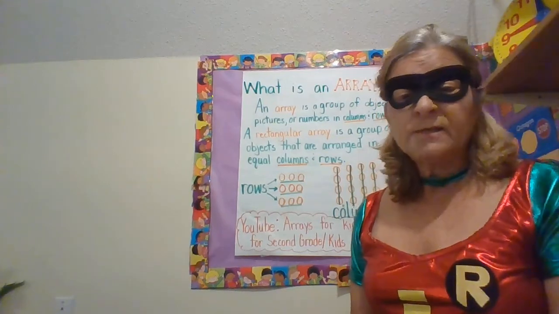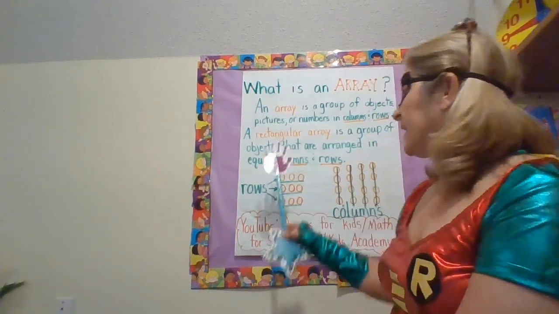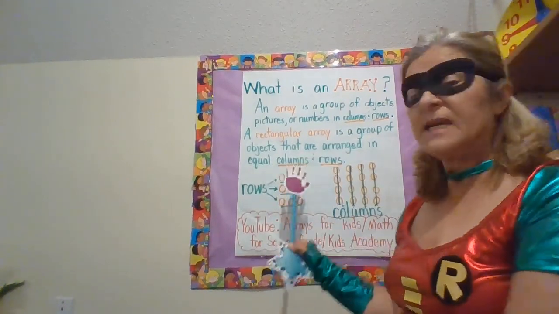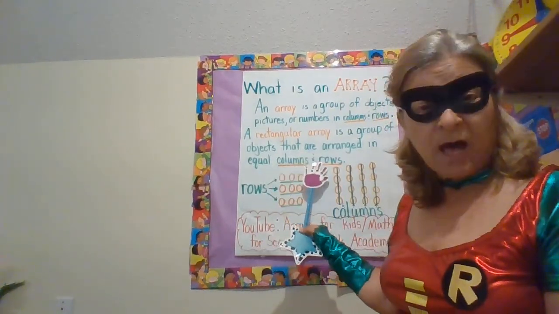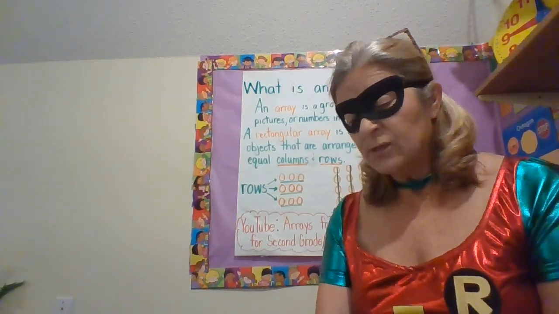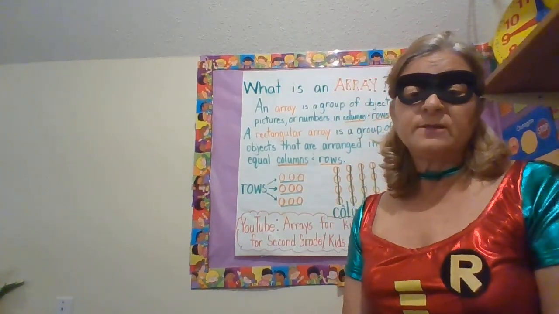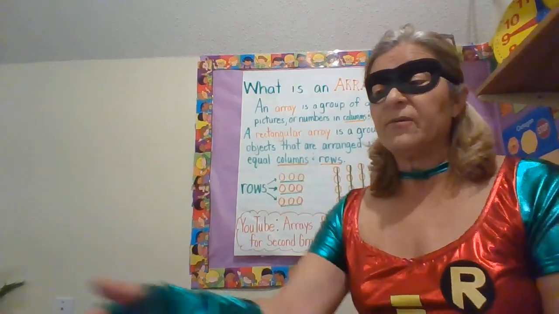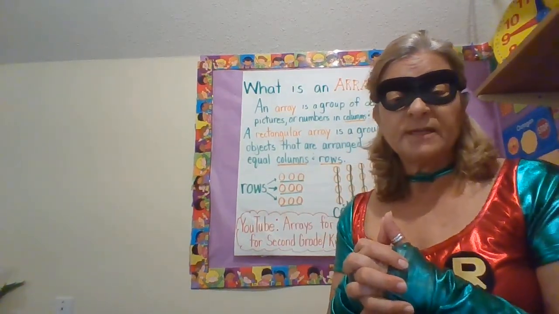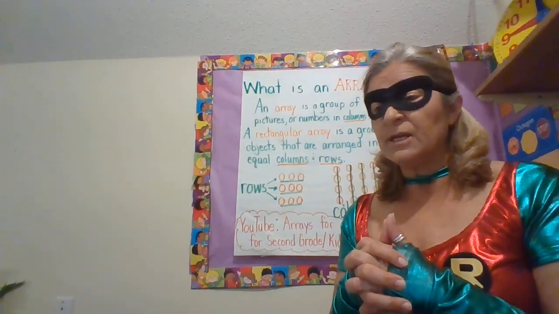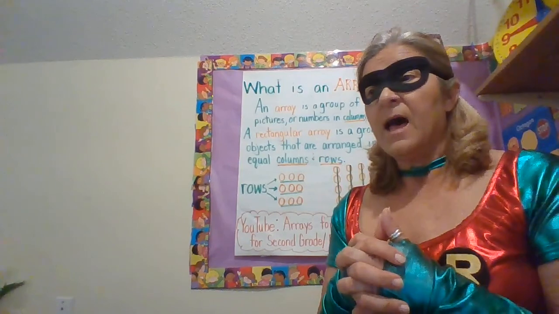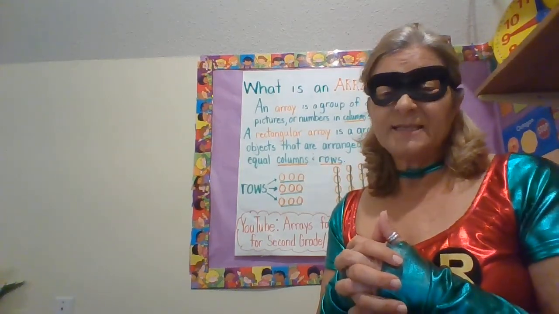We talked about rectangular arrays, which are groups of objects that are arranged in equal columns and rows. And your challenge was to go into your house and find some everyday arrays. Miss Hodge and Miss Reinhardt and I were so excited to see some of the arrays that you brought to our Zoom meetings today. It was really exciting to see.